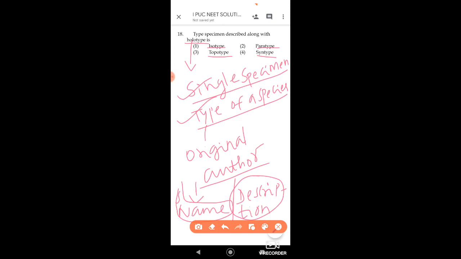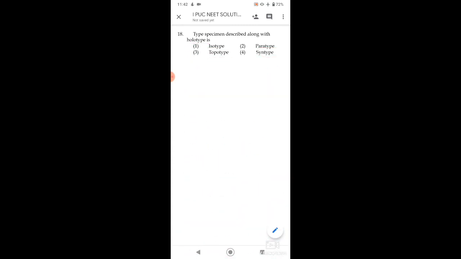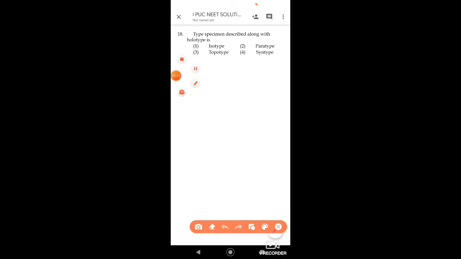So at that time, if the single specimen or the type of species is described by the original author, then we call it the holotype. Remember students, it is a type of species or single specimen described by the original author. Secondly, let us also understand the other options. Let us start from option 4. Firstly, we have syntype. So now we know the holotype.